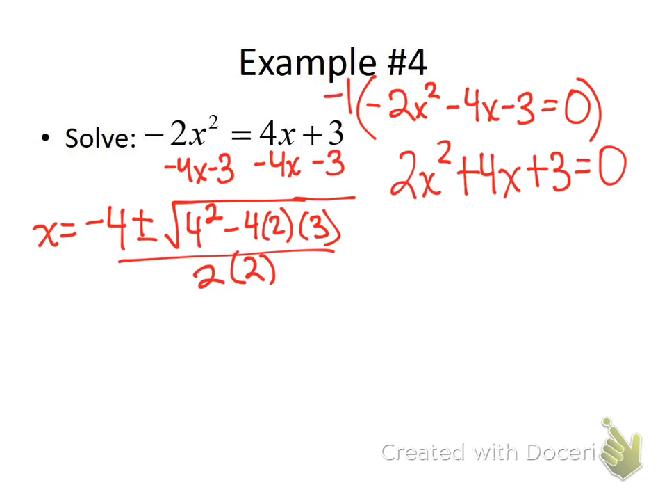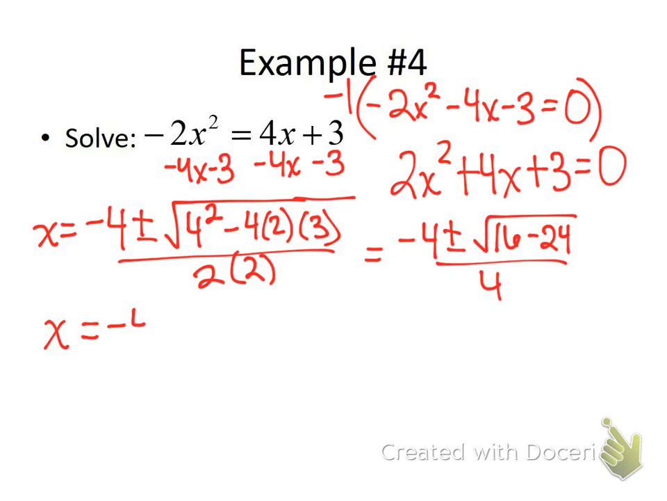Beautiful. Ian, do you got what's next? No, I just want to know because I haven't been here, so. What's next, Jacob? Negative 4 plus or minus square root of 16 minus 24 over 4. Beautiful. Who's got what's next? Sadia? x equals negative 4 plus or minus the square root of negative 8 over negative 4. Yeah, over 4, sorry. Okay, so we should have x equals negative 4 plus or minus the square root of negative 8 over 4.